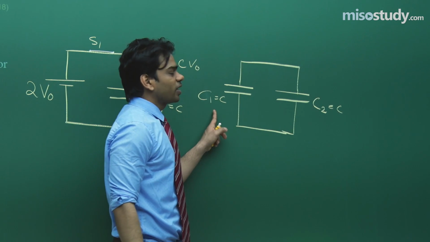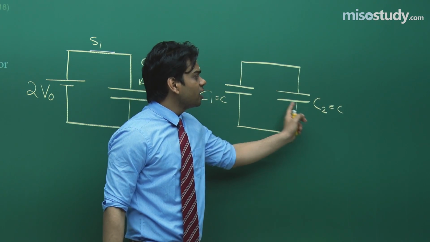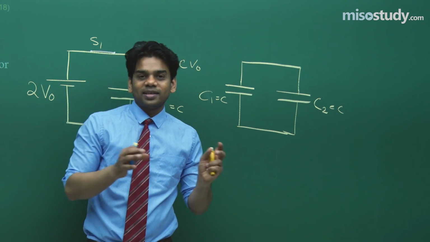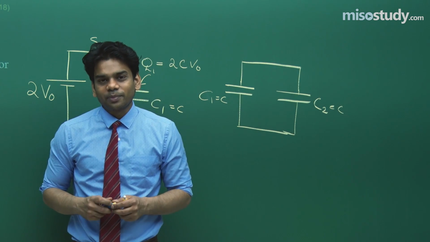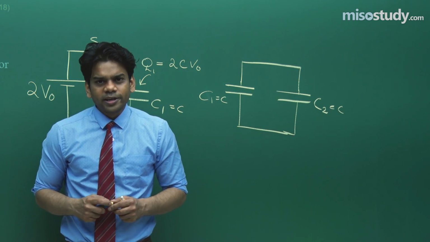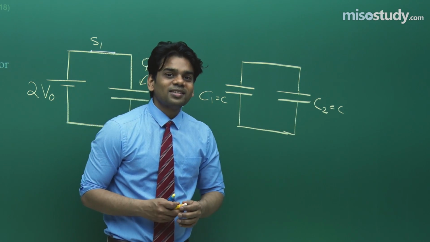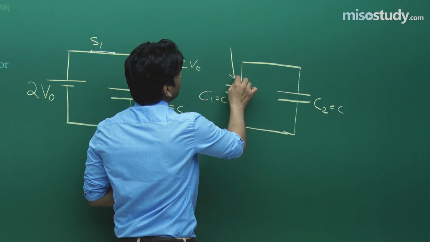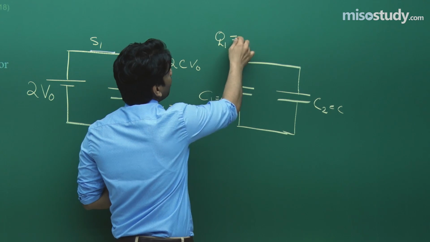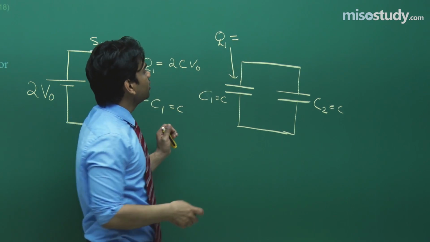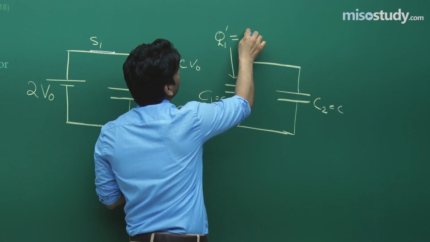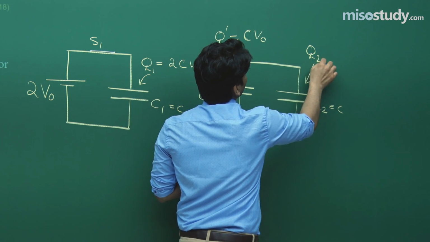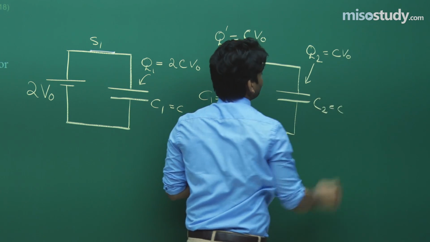So in total, you see what we are having. We are having here 2CV0, and initially the other was uncharged. Now you see, when a charged capacitor is connected to another capacitor, the charges distribute in the ratio of their capacitance. Since both capacitors are of the same capacitance, equal charges will appear on each capacitor. So here, the charge appearing will be half of the initial, because the total charge is 2CV0. Here Q1 dash I am marking will be CV0, and here the starting charge Q2 will be CV0.